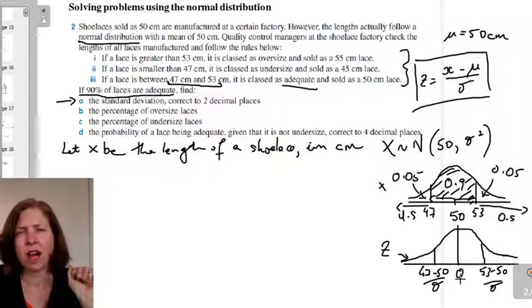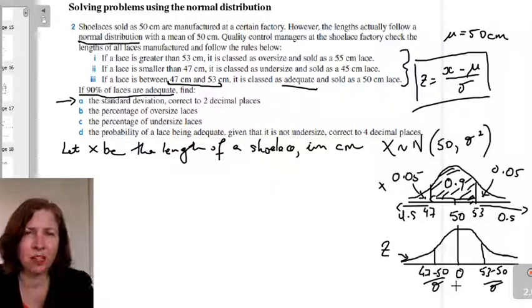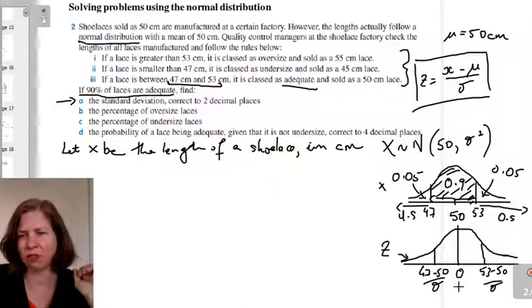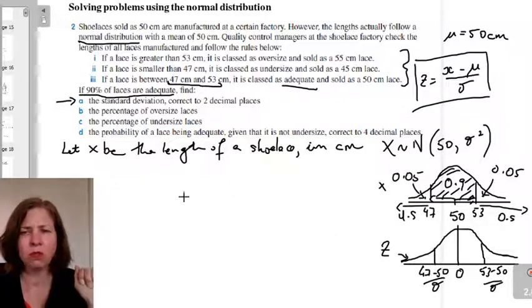This one I know is going to be 0, but how would I get there? 50 minus 50 divided by an unknown standard deviation is still going to be 0. I can't mark the standard deviation in this graph yet because I don't know where it sits. I don't know where it sits on the X curve either. But now what I can do is, first of all, I'm going to use this to write down a probability that I know. I've got a few options here.